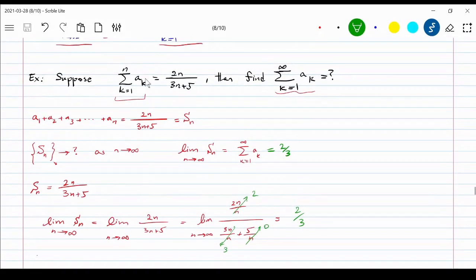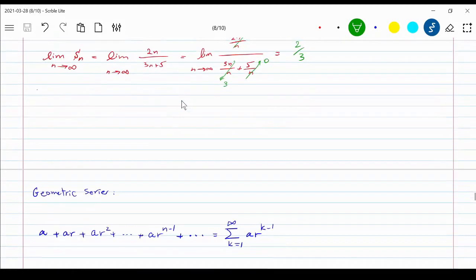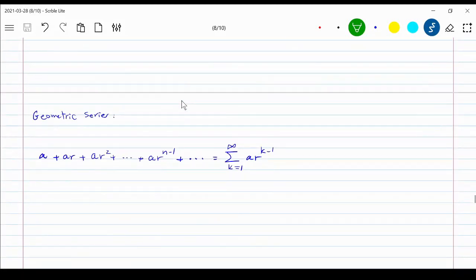Again, the ak's are not given. It's the partial sum that is given. You can always figure out the ak's generally by writing the partial sums down and breaking it down.